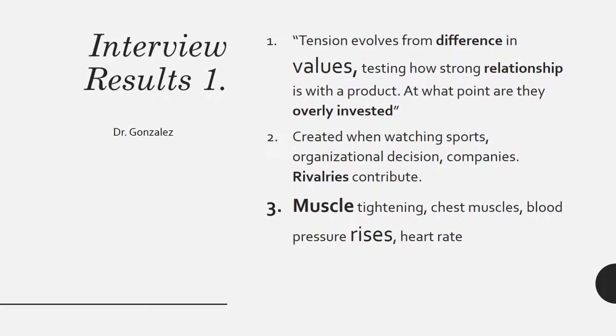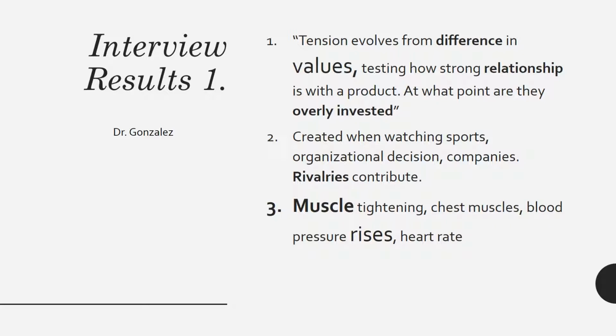Our first person we interviewed was Dr. Gonzalez. To answer the first question, he said tension evolves from differences in values and pretty much goes hand in hand with rivalries and how other people have different views, and that's going to cause a disagreement. He also said testing how strong a relationship with a product is and at what point are they overly invested. And by that, he also included how people are so into a team that their mental well-being and their physical changes occur for a negative result.